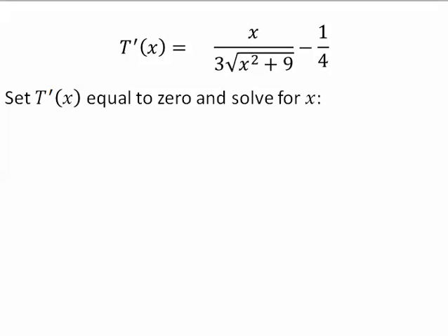Once we have the derivative of the time function, we set it equal to 0. We could also ask ourselves where t prime does not exist, but you can see by looking at the function that t prime will exist everywhere because x squared plus 9 is always positive.